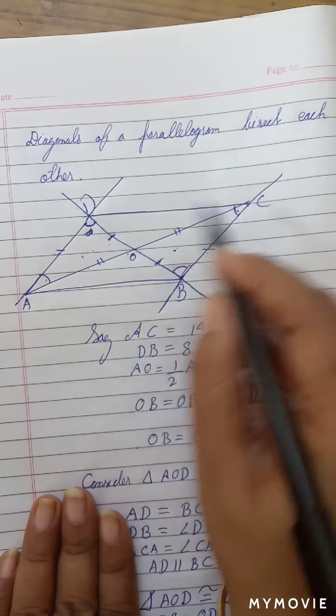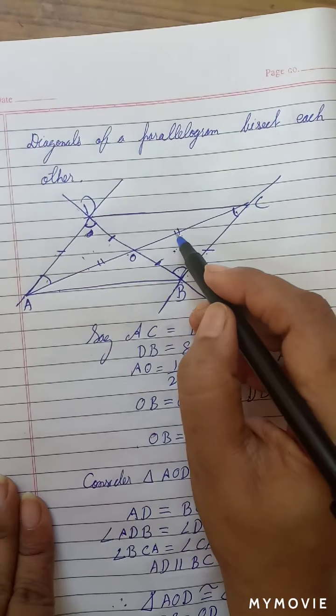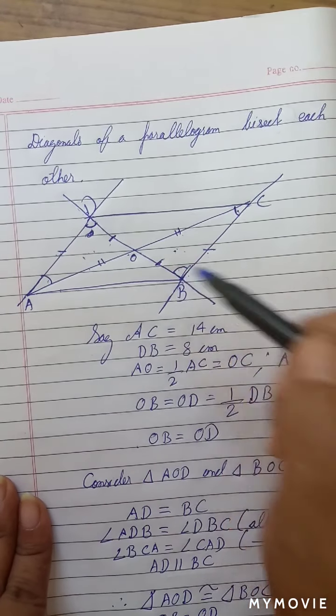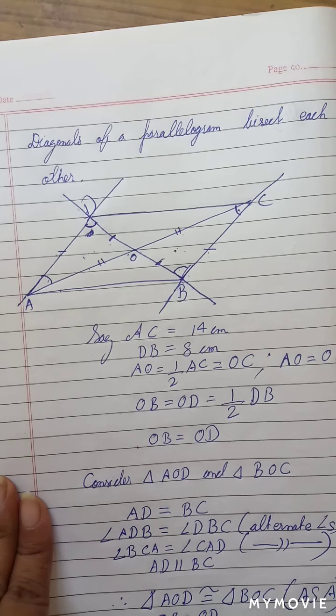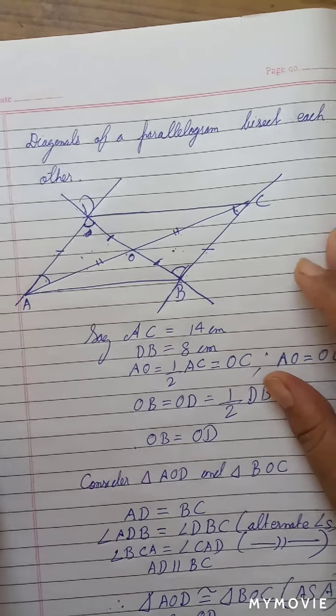And these two diagonals, when they cut each other, are divided equally. That is, the diagonals of a parallelogram bisect each other. When they intersect, they bisect each other. So that was easy.